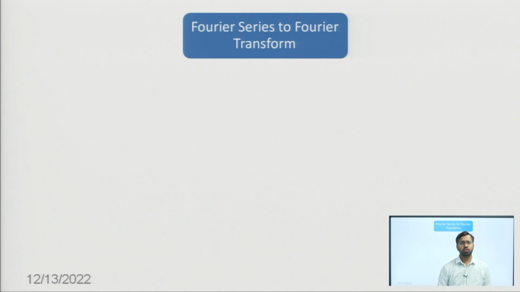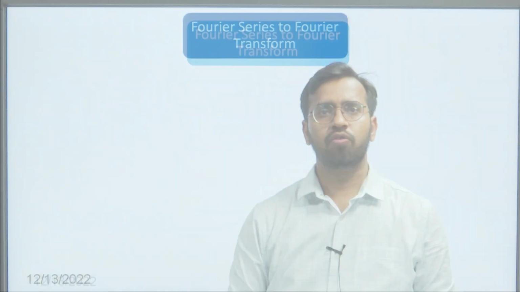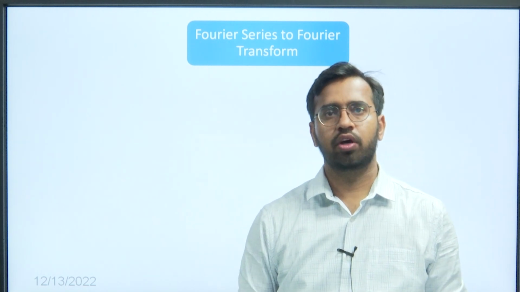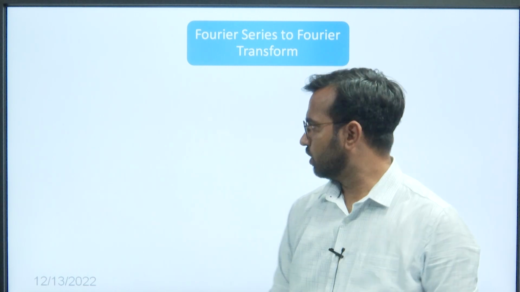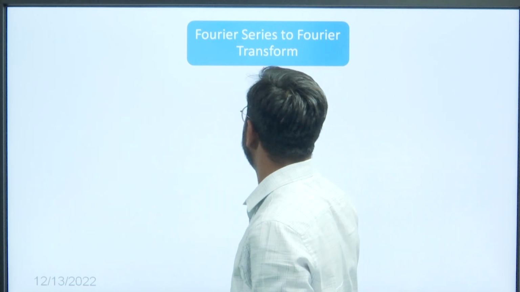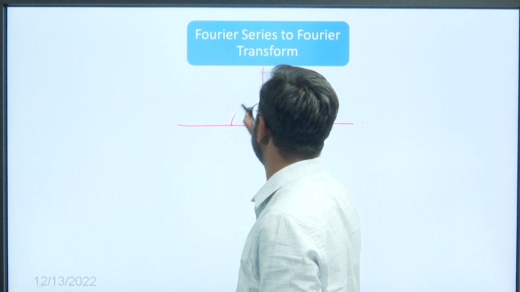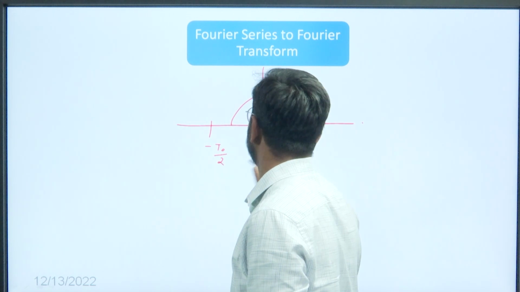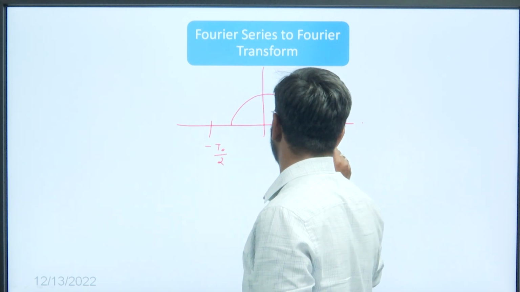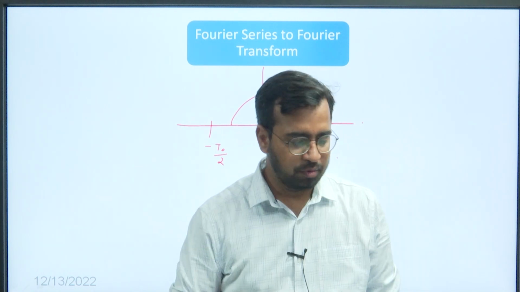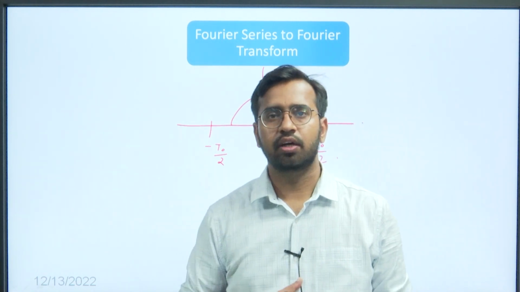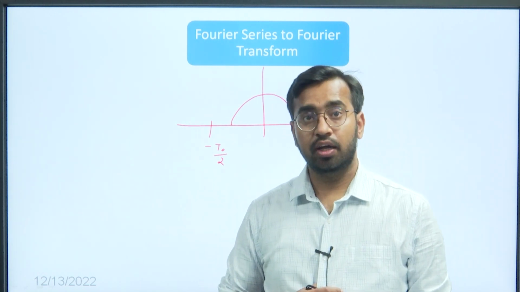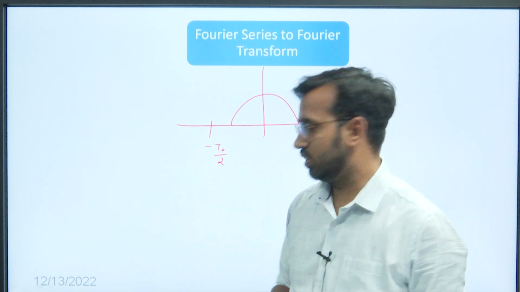Now, how can we move from Fourier series to Fourier transform? What is the basic idea for going to Fourier transform using the Fourier series? Suppose this is a signal, from minus T naught by 2 to T naught by 2, a time duration. As you can see, the signal is not periodic, but suppose this signal was periodic.